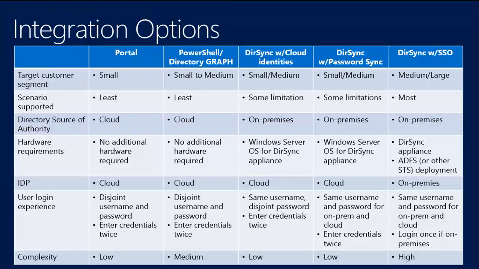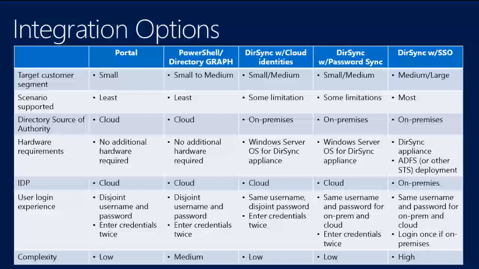The second is what we call scenarios supported. There's things like Exchange hybrid deployments. If you want cross-premises address book, FreeBusy, things like the voicemail, unified messaging. And so different options offer you different degrees of support for those. The directory source of authority is where you're going to manage your objects. In some cases, it's going to be in your on-prem AD. In other cases, it'll be directly in that cloud.